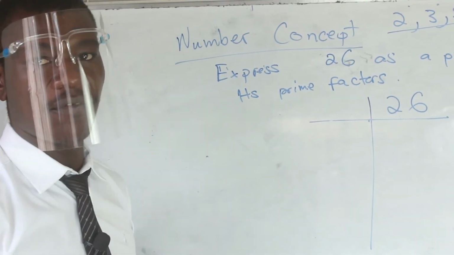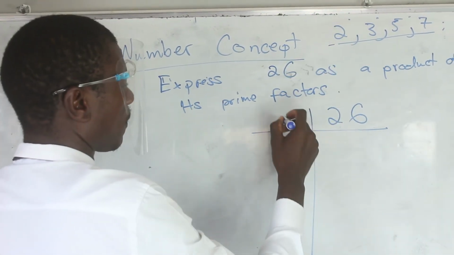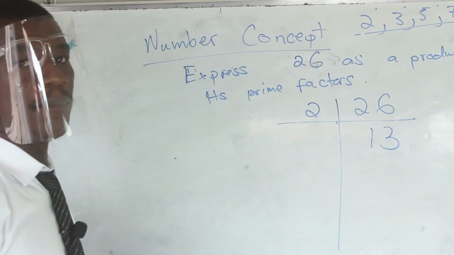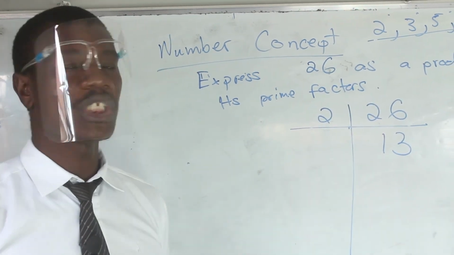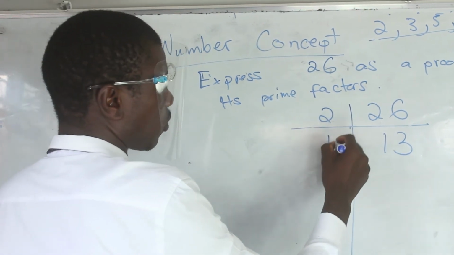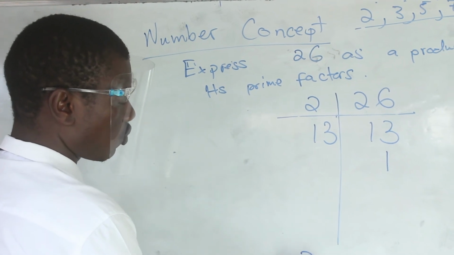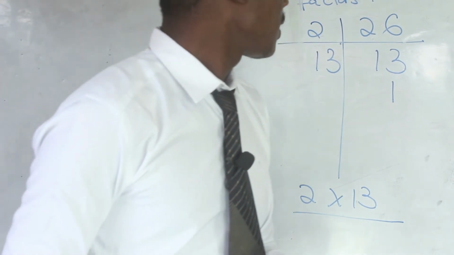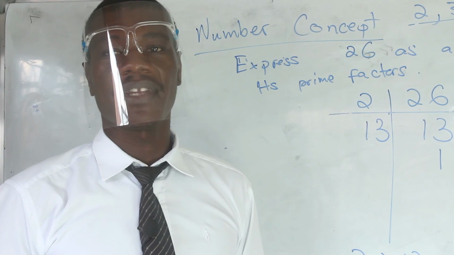Which prime number divides 26 without leaving a remainder? 2. 2 into 26, we get 13. But as we can see, amongst the first four prime numbers, there is no number which divides 13 without leaving a remainder. Therefore, 13 happens to be a prime number. So we divide using 13. 13 into 13, we get 1. So it's 2 times 13. We have expressed 26 as a product of its prime factors.